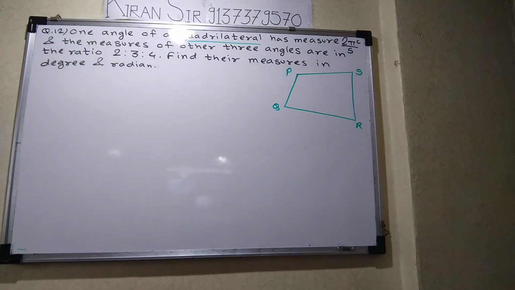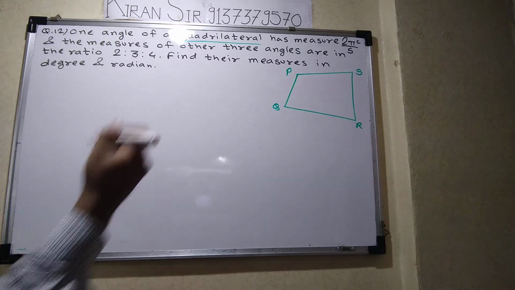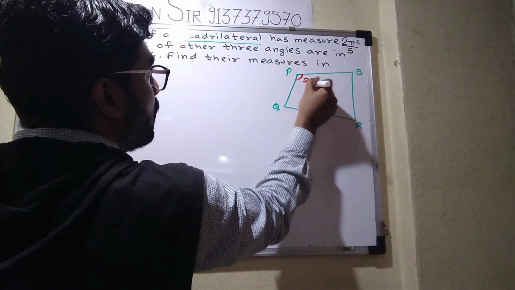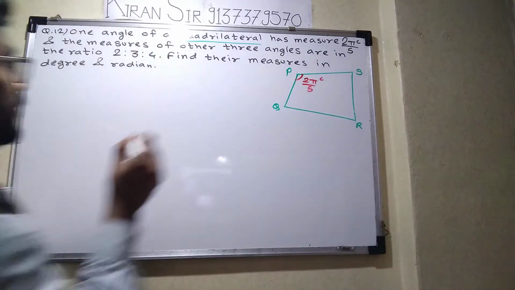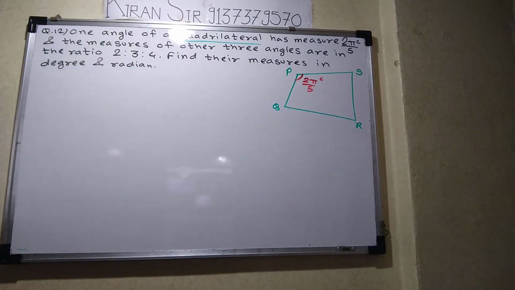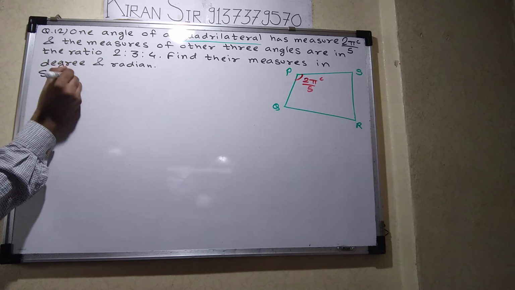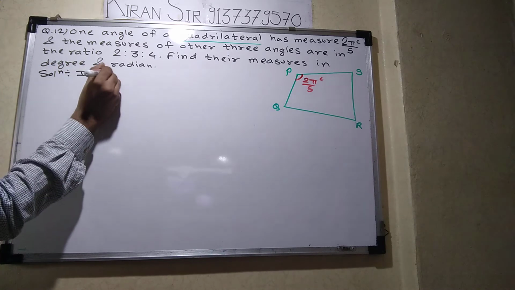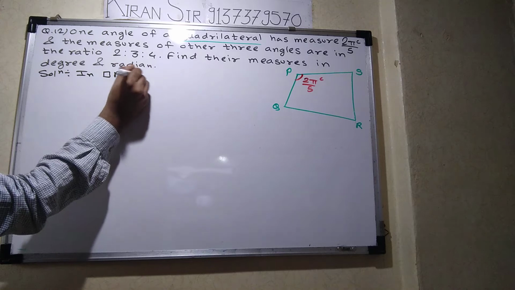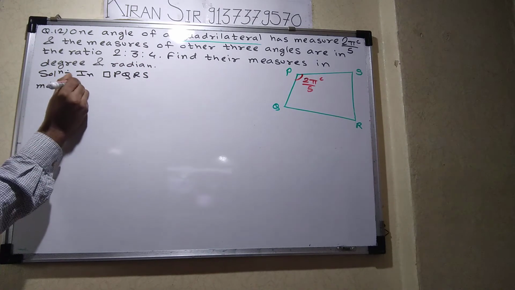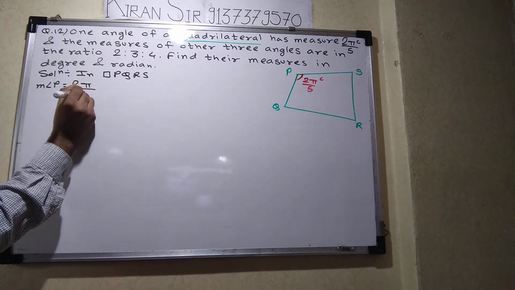Okay. So what is given? One angle of that quadrilateral is given. So let that angle be what? P. This is how much? 2 pi upon 5 radian. Okay. So when I start the solution, we will say in quadrilateral, I have given the name PQRS. Am I right? Measure of angle P is how much? 2 pi upon 5 radian.